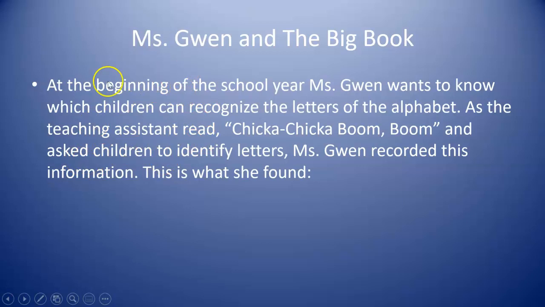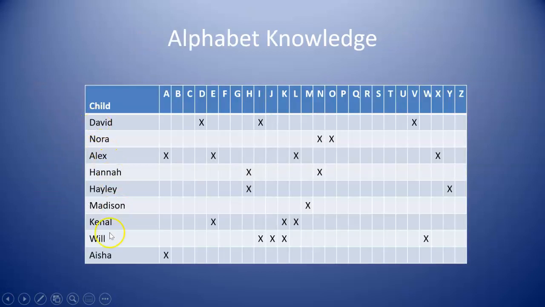So thinking about this example, at the beginning of the school year, Miss Gwen wants to know which children can recognize the letters of the alphabet. As the teaching assistant reads Chicka Chicka Boom Boom, the children are asked to identify letters. Miss Gwen records the information as the children are asked about the letters. So these are the children she's observing, and she has this checklist already set out. So as David, and Nora, Alex, whoever, is asked specific letters, she notes the ones that they're able to identify.